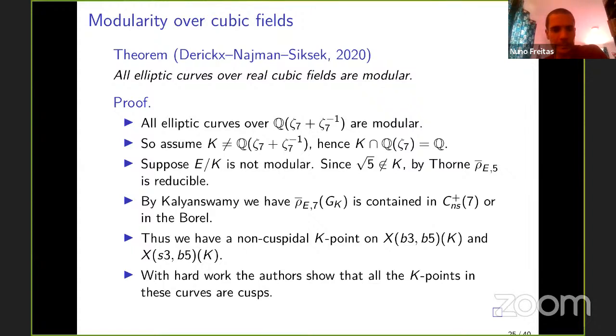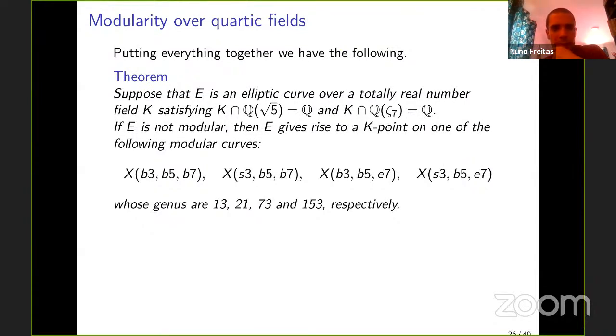Finally, we also have modularity over quartic fields. That was proved recently by Joshua Box. But before I state the theorem, let's just say that everything that was said until now applies with the more general totally real number field K of any degree, as long as the intersection of the field with Q square root of 5 is Q, and with the cyclotomic field of 7th roots of unity is also Q.